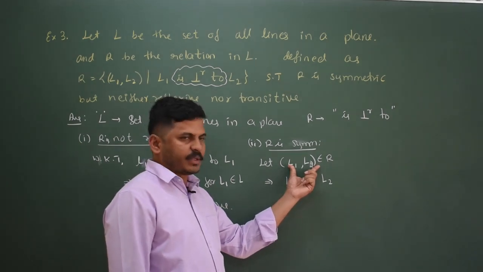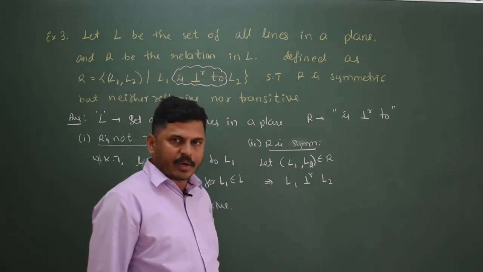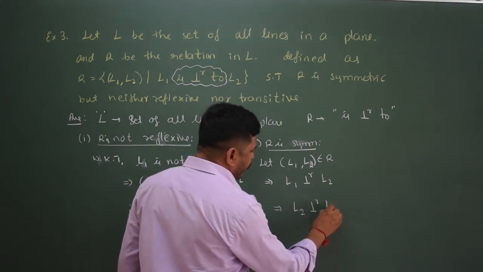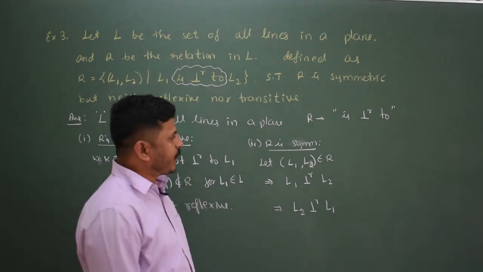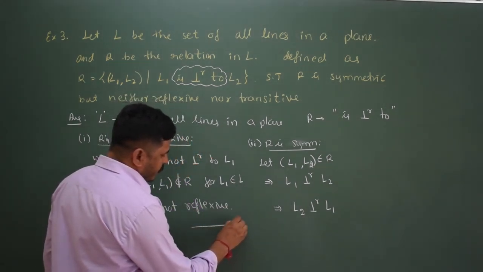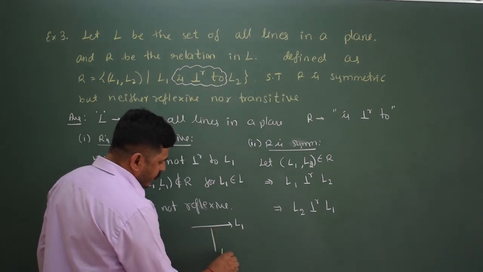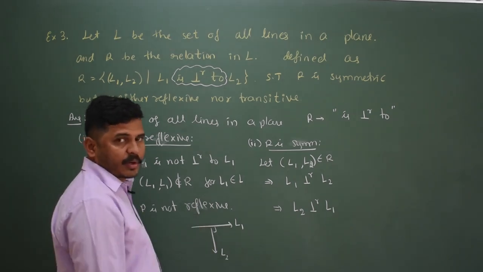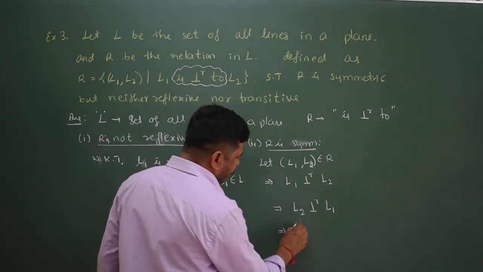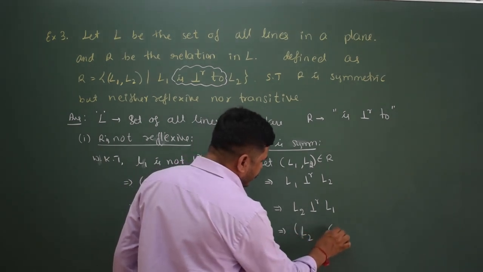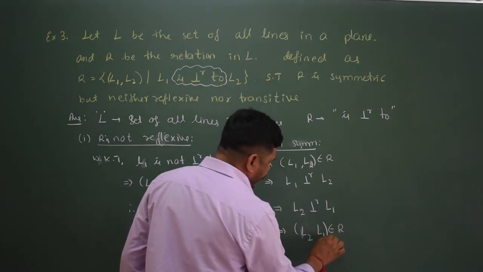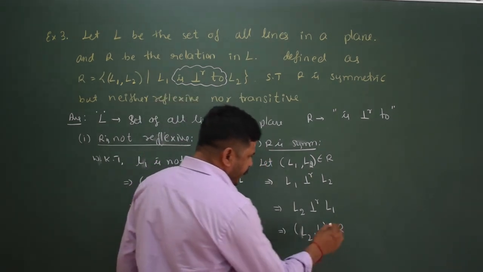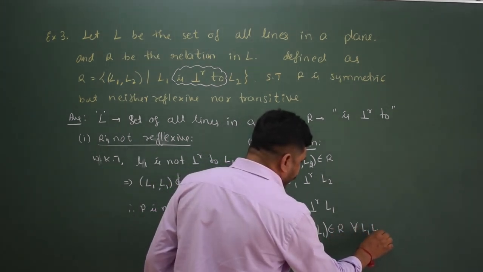Is the meaning of this that L1 is perpendicular to L2? If L1 is perpendicular to L2, what about L2? Is it perpendicular to L1? If these two are perpendicular, if L1 is perpendicular to L2, what about L2? L2 is perpendicular to L1. Mathematically, is L2 perpendicular to L1? Is it true for all L1, L2 belonging to L?